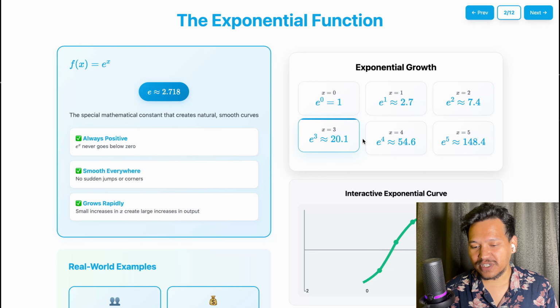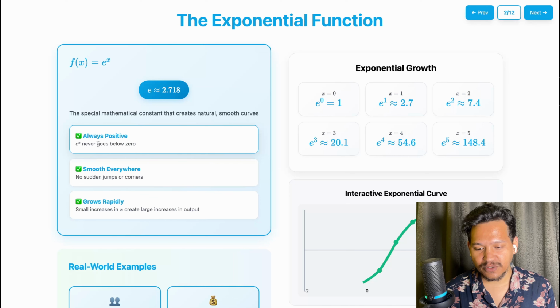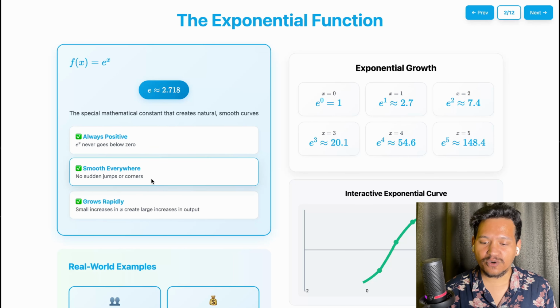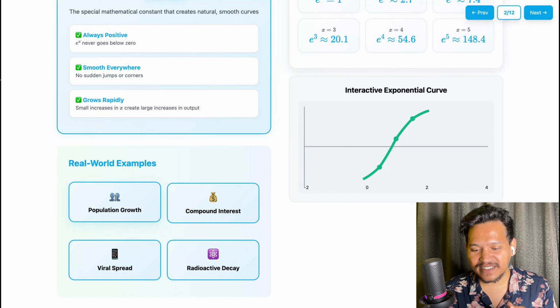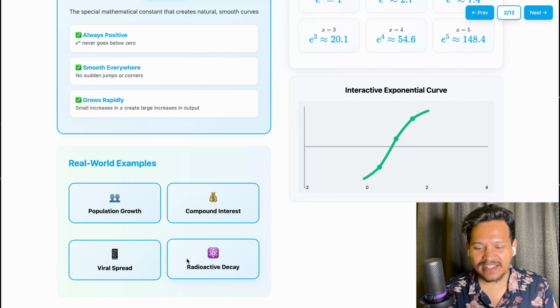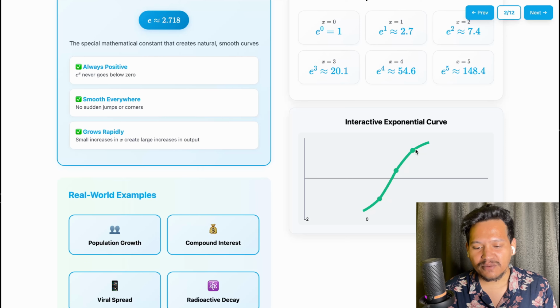Notice three important things. Always positive: e to the power x never goes below 0. Smooth everywhere: no sudden jumps or corners. Grows rapidly: a small increase in x creates large increases in output. Exponentials appear everywhere: population growth, compound interest, radioactive decay, viral spread, like a social media post that goes viral. This smoothness and rapid growth make exponentials perfect building blocks for our neural network functions.